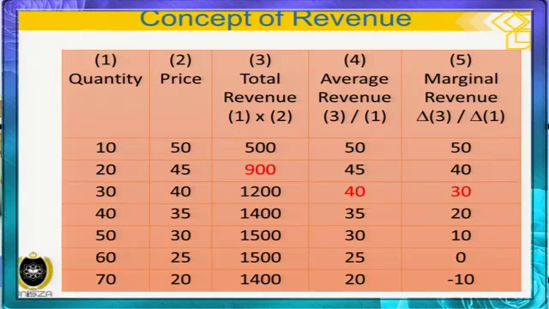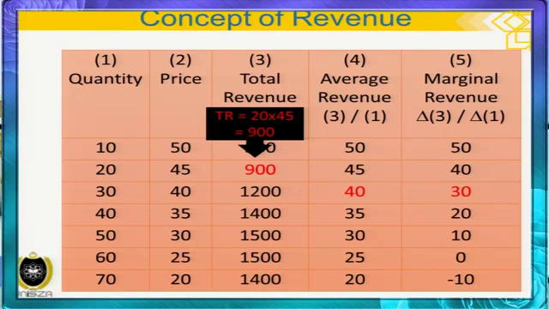So let's go to the example of how to calculate the total revenue, average revenue and the marginal revenue. Okay, we look at the first example. In column 2, how to calculate the total revenue is column 1 times column 2, which is 20 times 45, and you get the answer 900.